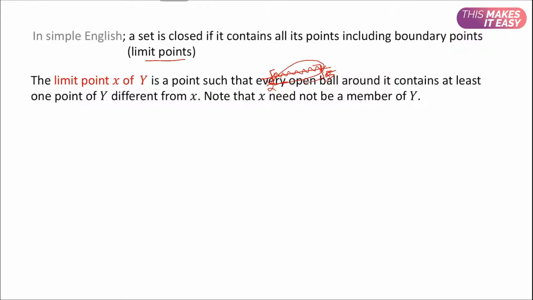A limit point x of y is a point such that every open ball around it contains at least one point of y. We are taking the same example. Here it is 5, here it is 2, this is the set y. We take any x, here or here, such that every open ball around it contains at least one point of y. This open ball around x contains at least one y, this also contains one y. These 2 points automatically come in the set of limit points.